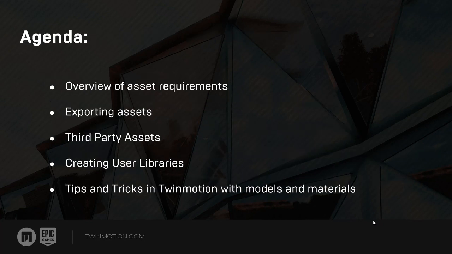Here, a quick agenda as to what we're going to look at. So more specifically, we're going to look at an overview of some of the asset requirements, or the requirements that we need to adhere to when we bring in models for real-time environments, right? And the same thing applies for different things like textures as well. We'll look at some tips on exporting assets, some preferred settings. We'll look at third-party assets as well, a couple of examples in there, creating user libraries as mentioned, and some of these tips and tricks in Twinmotion that we'll take a look at that can help your workflows overall.